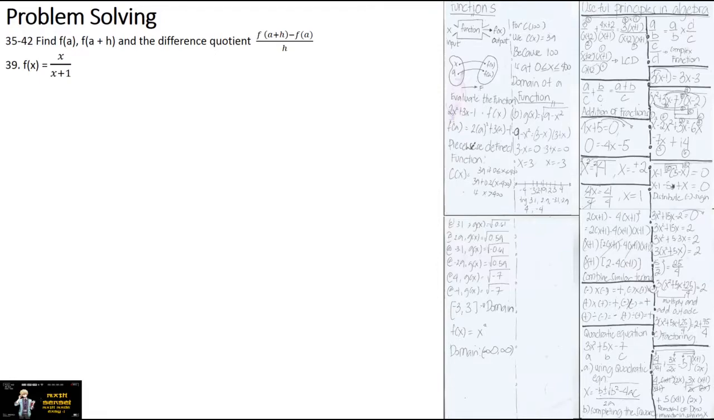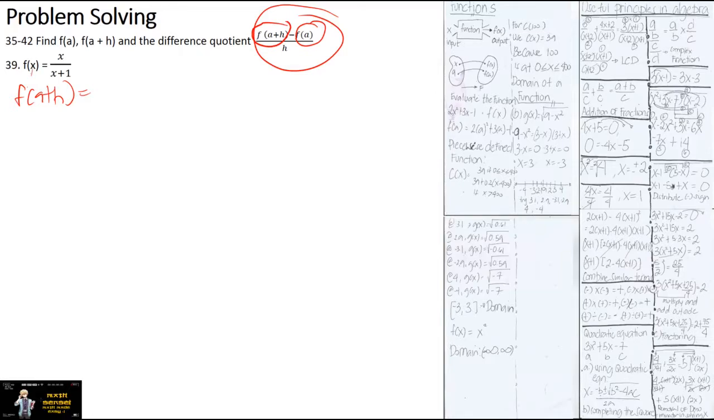Find f of a and f of a plus h and the difference quotient. Okay, pagka ganyan, isa-isa lang. Ito muna yung hanapin mo, ito muna yung hanapin mo, at saka natin i-perform yung buong equation. So, f of a plus h. Sa madaling sabi, lahat ng x, substitutan mo lang ng a plus h. Kasi yun yung nawala eh.